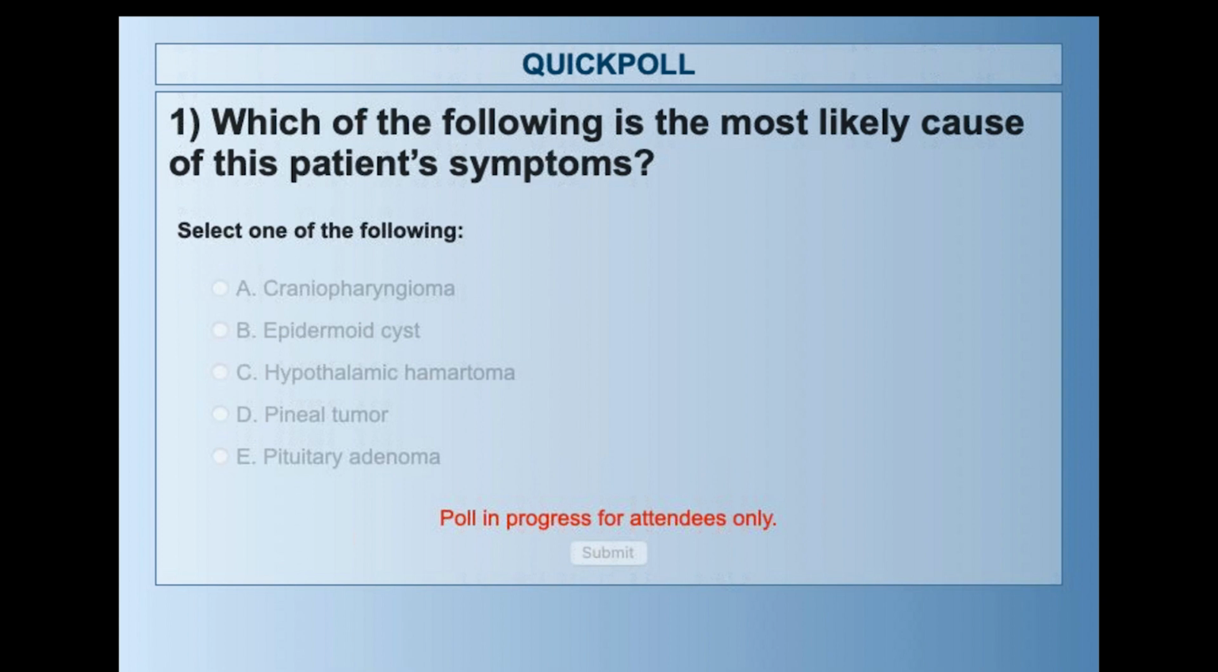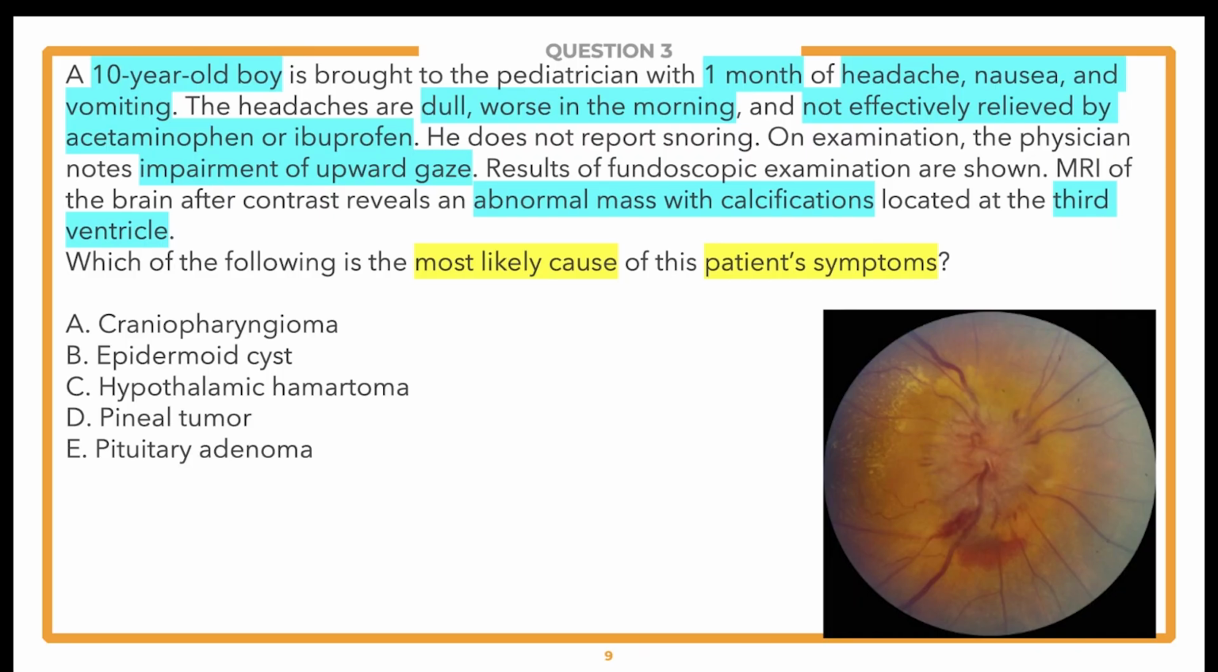I see a couple of folks who have answered in the question box. That's fine. It's nice to see that as well. Make sure you're using the quick poll though too. Okay, so let's go ahead and close the poll and see what you thought the answer was.